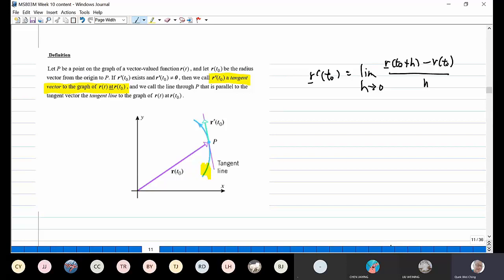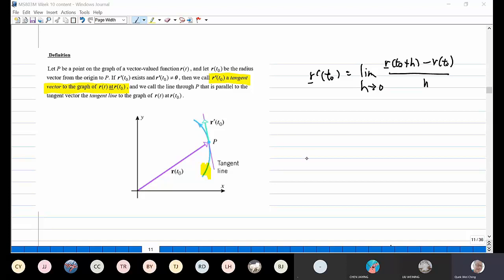Then we can move on to another geometrical definition. Just now we mentioned the tangent. When you do the differentiation, you get a vector tangent to the graph. So r prime is tangent to the graph. In this case, how do we find the equation of the tangent line?